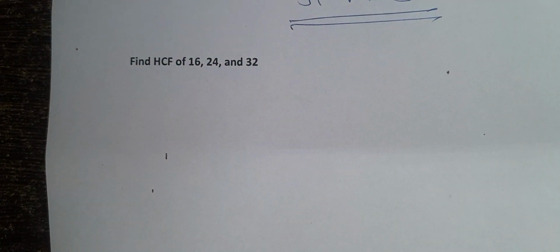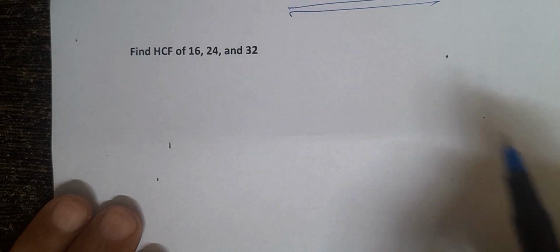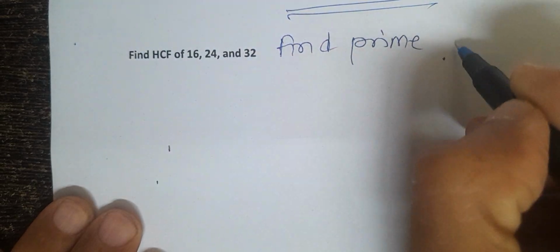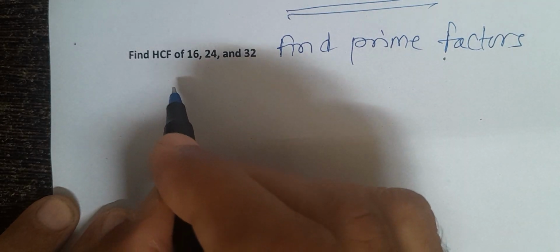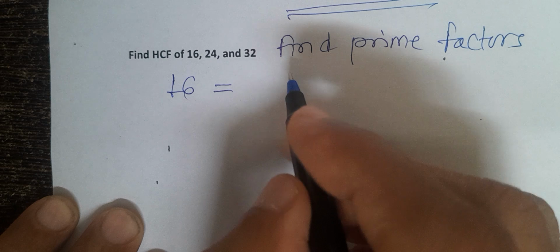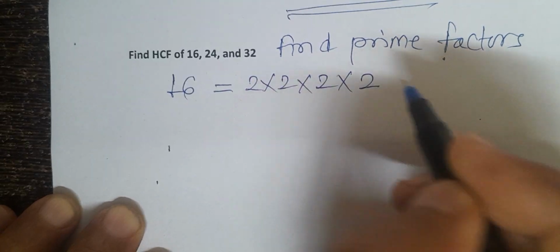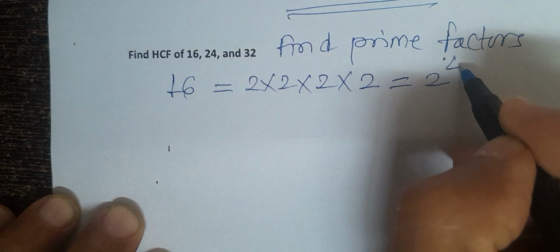Now the last example. Find the highest common factor of 16, 24 and 32. Again we have to find the prime factors. So for 16, what is the factor? 2 into 2 is 4, 4 into 2 is 8, 8 into 2 is 16. So this is 2 raised to power 4.